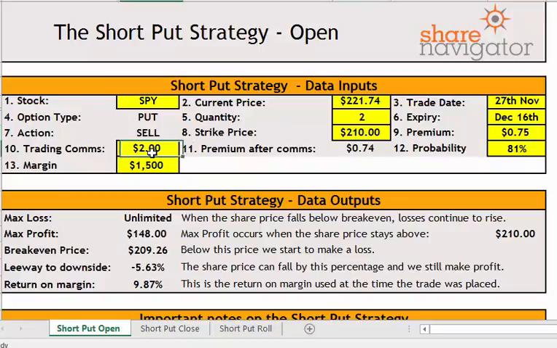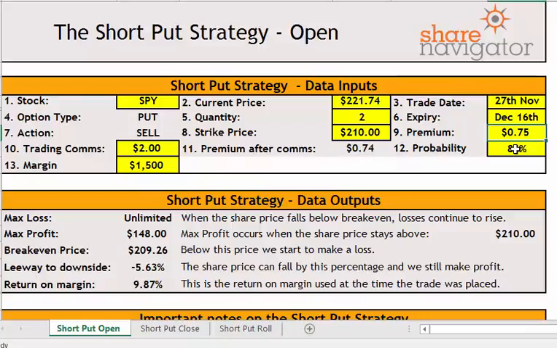And the next thing we want to do here is put in our trading commissions. Now, if you haven't placed a trade already, you're going to have to guess what your trading commissions are going to be, but they're going to be in the range, if you're using Interactive Brokers, of about $2. So we leave that there. And the next one, point 11 here, is your premium after commission. You can see here, this is automatically calculated for you. What's happening here is it's calculating the net premium you're receiving after your trading commissions on a per share basis.